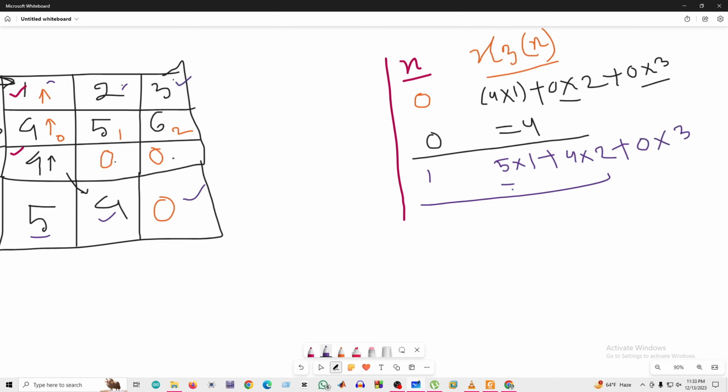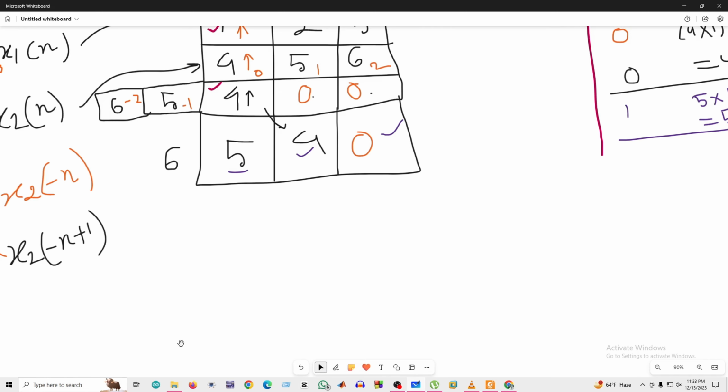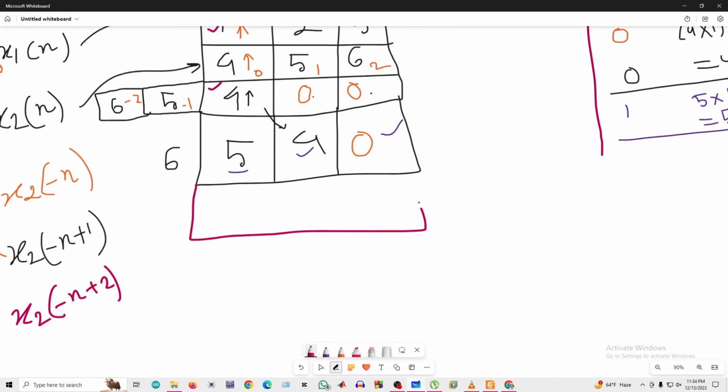So basically it will be 5. 5 times 1 is 5, and 4 times 2 is 8. So it is actually 13, right? So this is actually 13. So this is the case of your n equal to 1. So now you do the shifting again. So x of 2 minus n plus 2. So it means that you shift or delete the 2 samples.